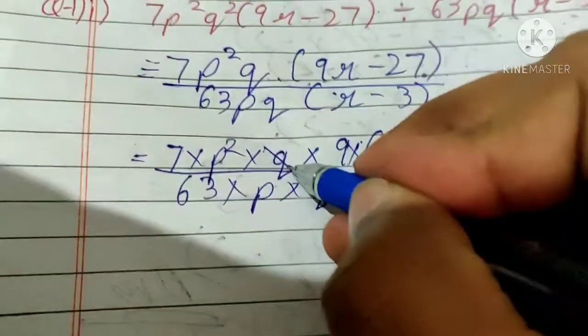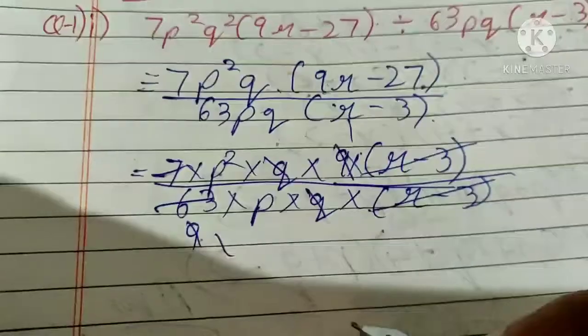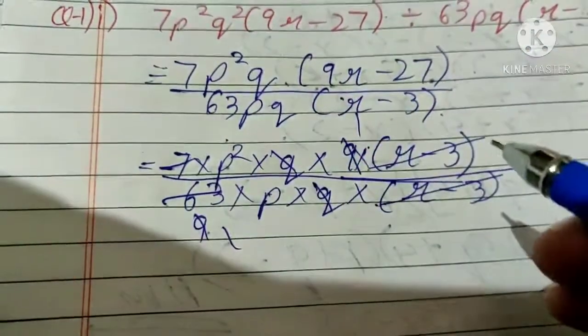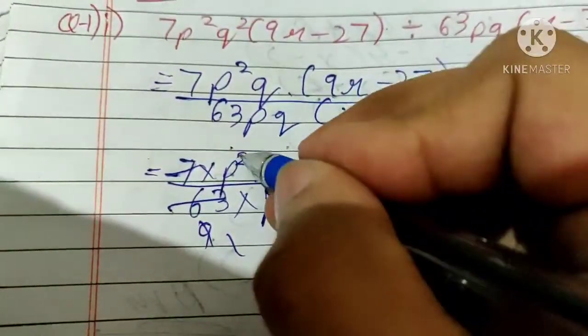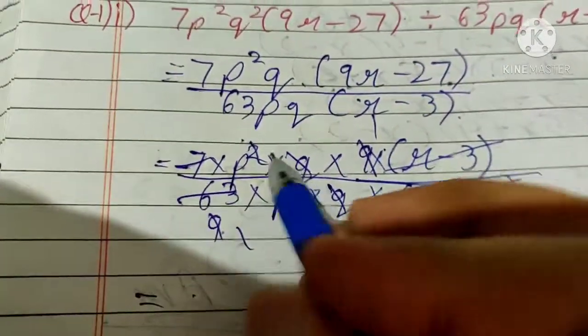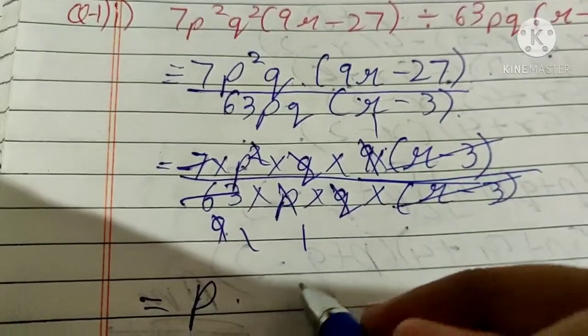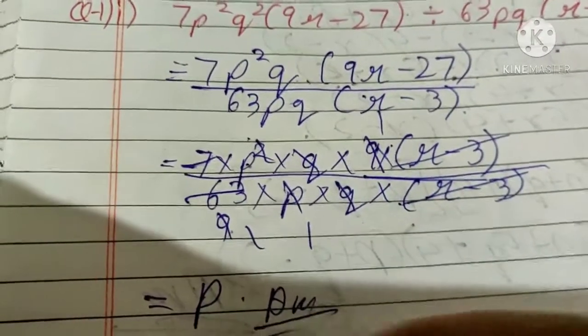This q and q is cut. 7 nines are 63, 7 nines are 63. Here we have p square and p. Out of 2 p's, 1 p is cut off. We are left with only a p and nothing else. So here the answer is p. This is our answer.